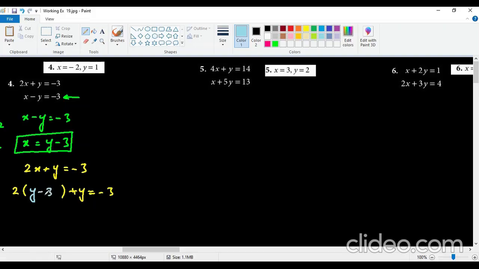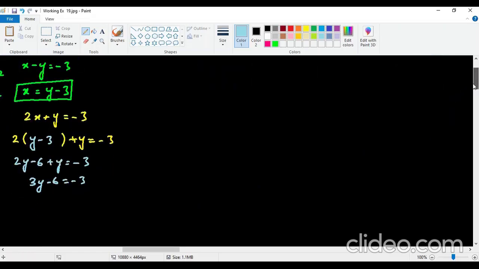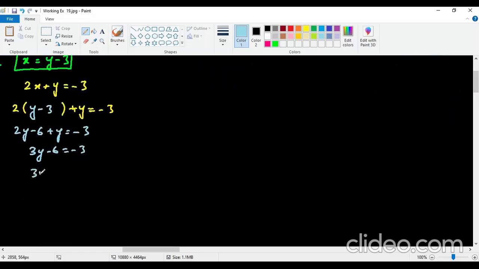So this gives us 2y minus 6 plus y equals negative 3. And 2y plus y gives us 3y minus 6 equals negative 3. That means 3y equals negative 3 plus 6. That means 3y equals 3. That means y is equal to 3 over 3, which is 1. So the value of y is equal to 1.